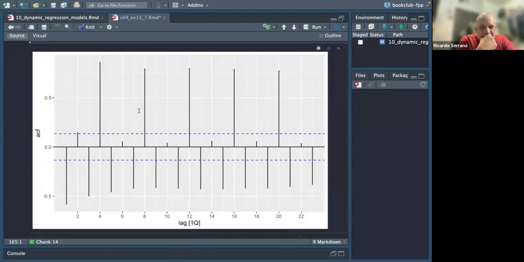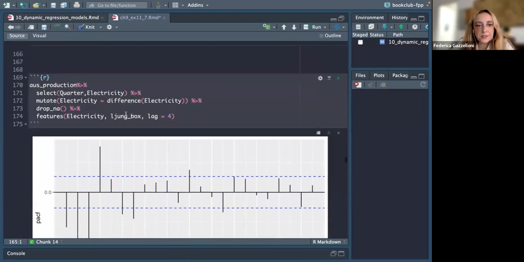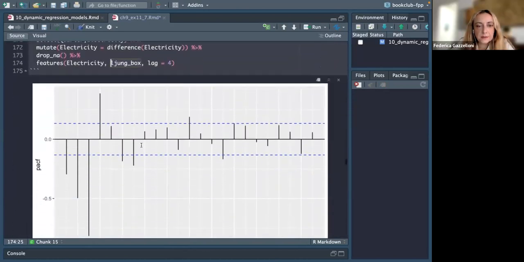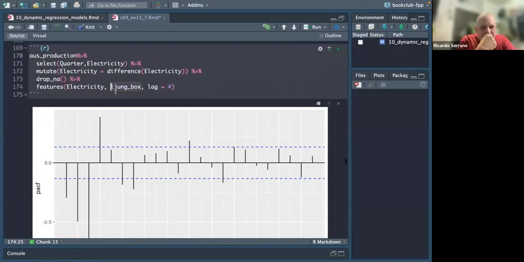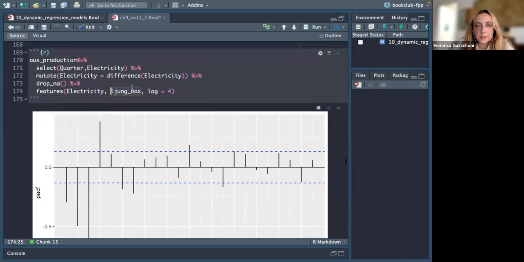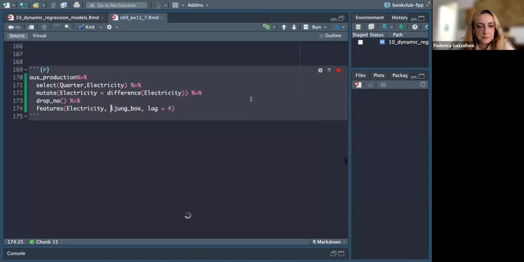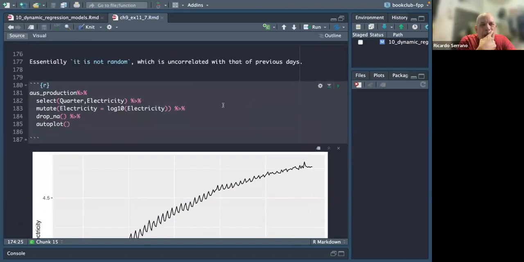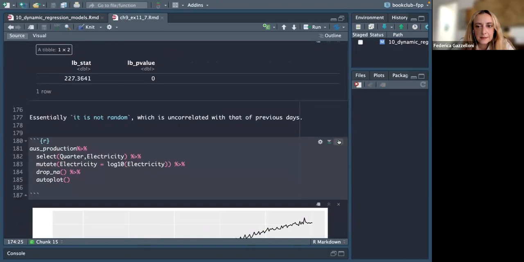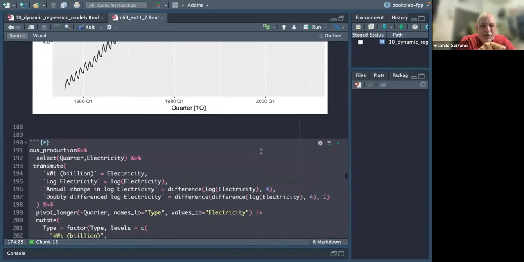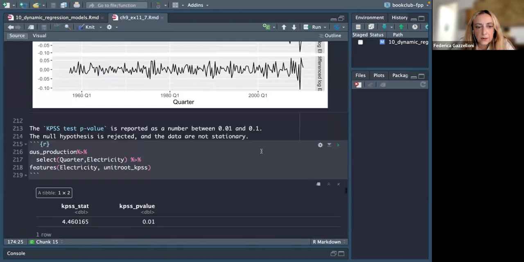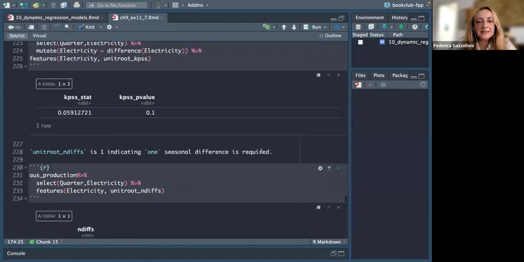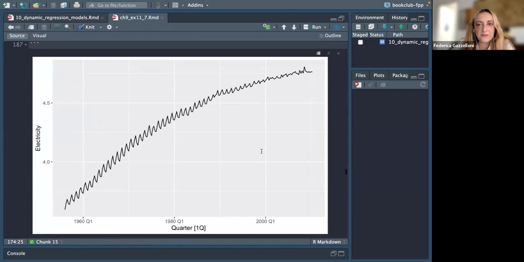Instead, if I use this, Ljung-Box. Okay. You get a value of zero. Exactly. So you're rejecting the null hypothesis. Okay, let me check something.